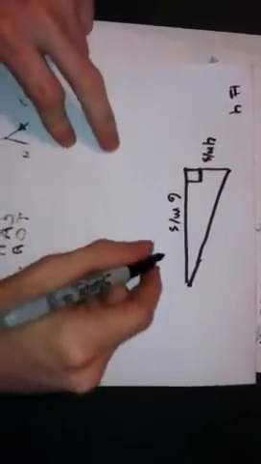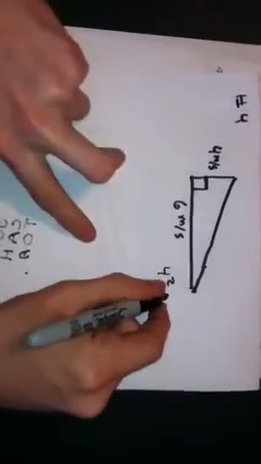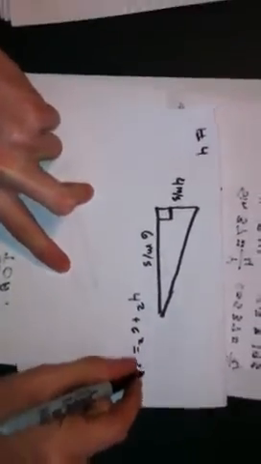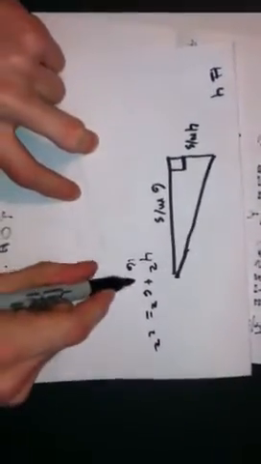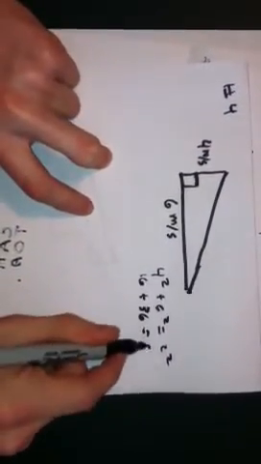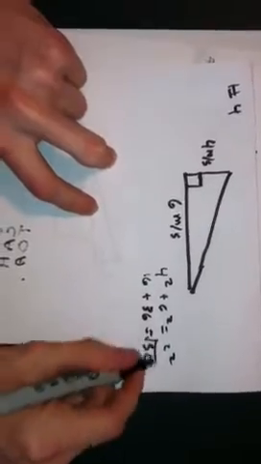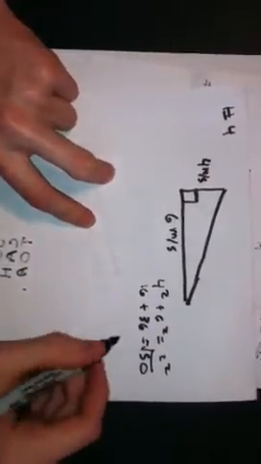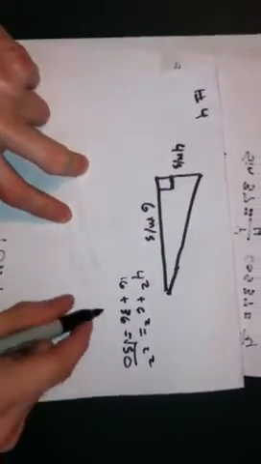So how I'm going to find this is a squared plus b squared equals c squared. So pretty much saying 4 squared plus 6 squared equals c squared. So 16 plus 36 equals 50. Then I'll take the square root of each side, and that gets you c, or this hypotenuse, equal to 7.071 meters per second. So just keep the whole thing.